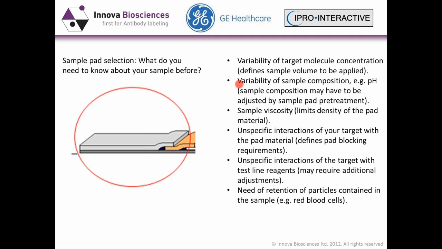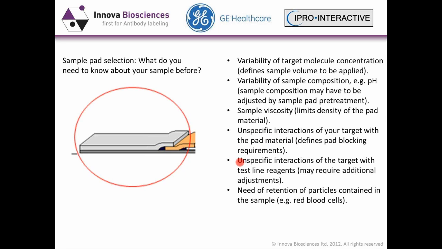And that means you have to adjust your sample liquid in the sample pad to a sort of common conditions so that in every test you run, the detector antibodies and the test line antibodies always see the same sample composition in terms of pH, salt, and the like, so that you have reproducible results and comparable results. Next problem is sample viscosity. The more viscous the sample, the more open the pad material has to be. And what you need to know is, do you have unspecific interactions of the target molecule with the pad material, because that defines whether and how you will block the sample pad.